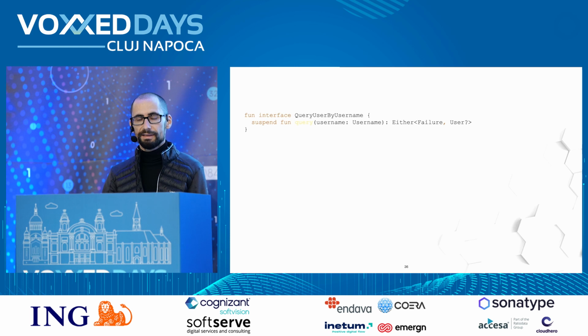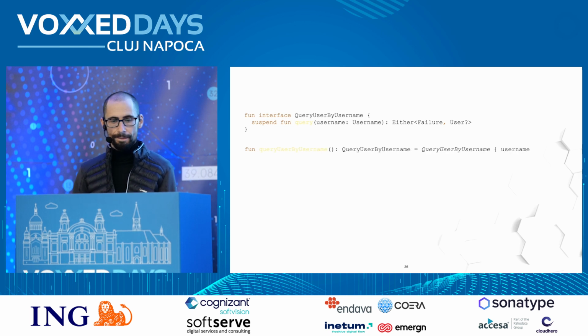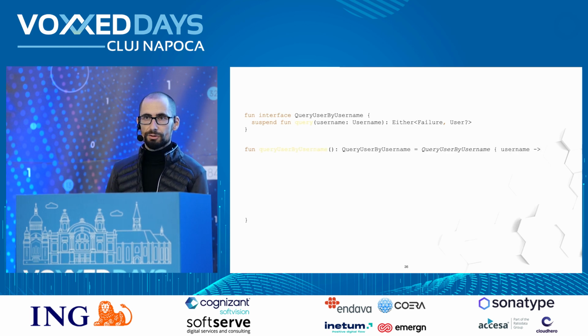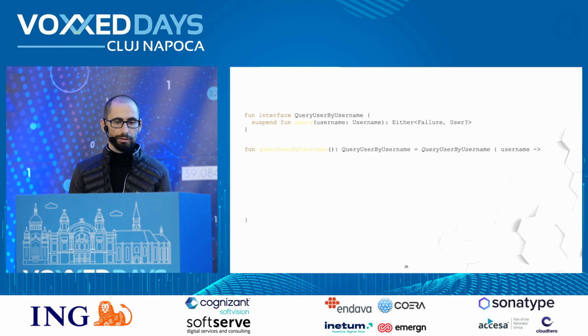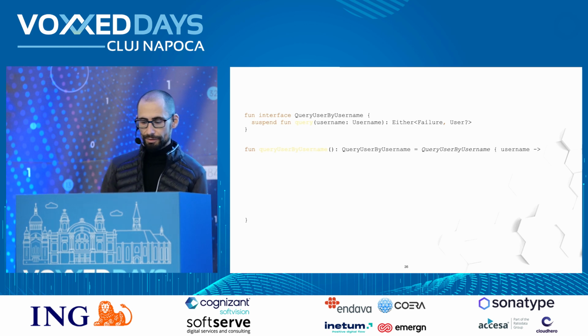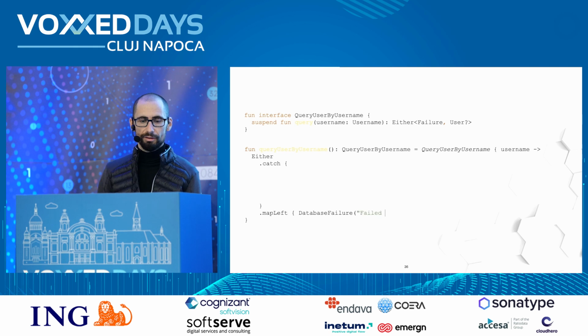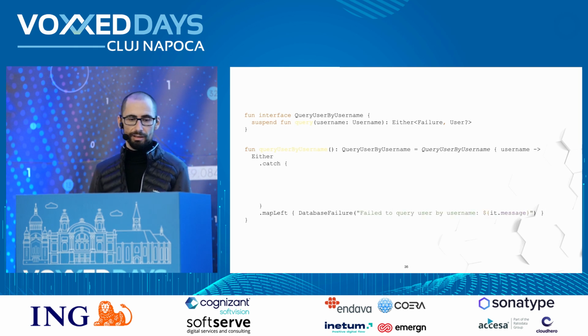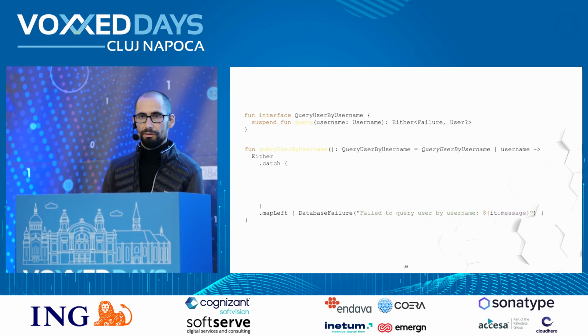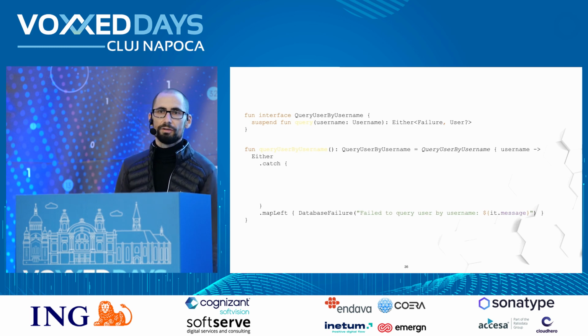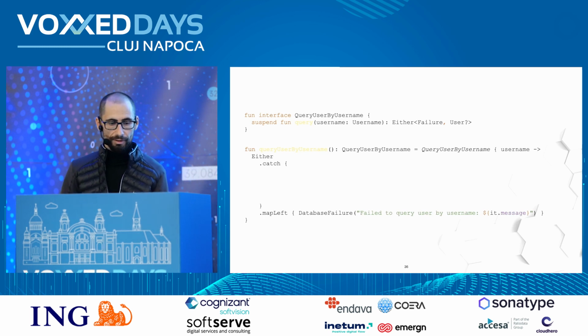First of all, let's implement our single abstract method query for the case of the username. We can implement it by calling what looks like a named lambda, query user by username. I know from the signature that it could potentially fail because it returns an either, so we're going to use either catch. You can see this as a more functional approach to a classic try catch.